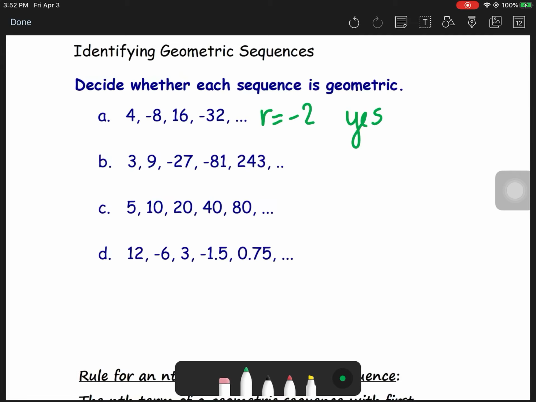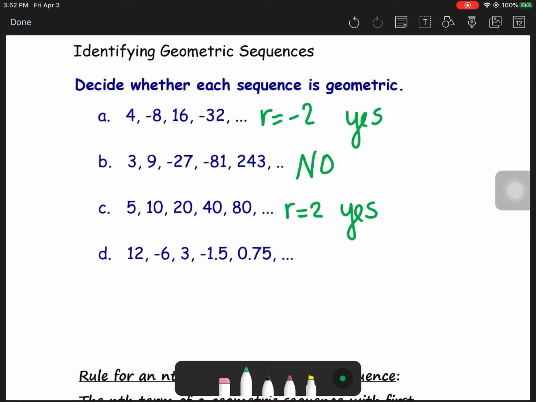In the next one, it looks like we're multiplying by 3, but then by -3, but then by 3, but then by -3, so we're not multiplying by the same number each time. Take a look at letter C. It looks like we're multiplying by 2 each time, so this would definitely be a geometric sequence.